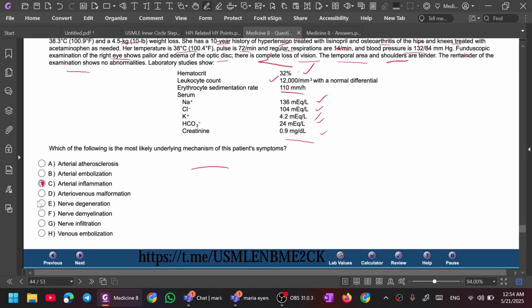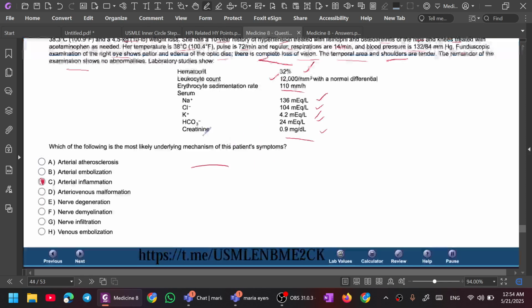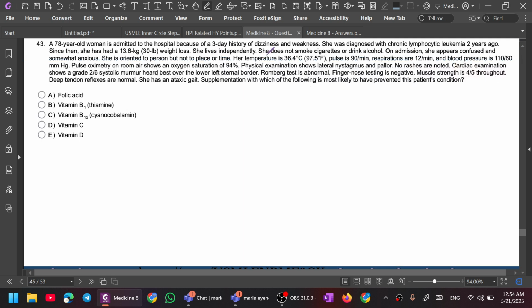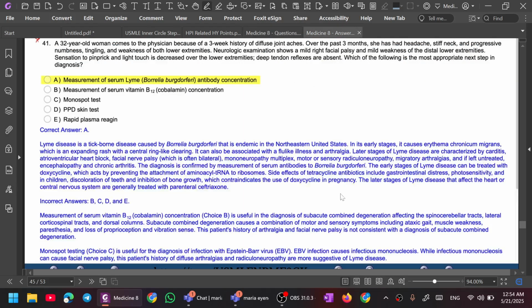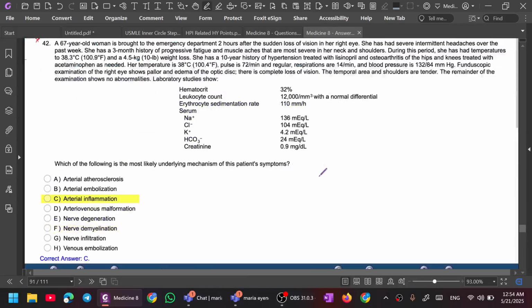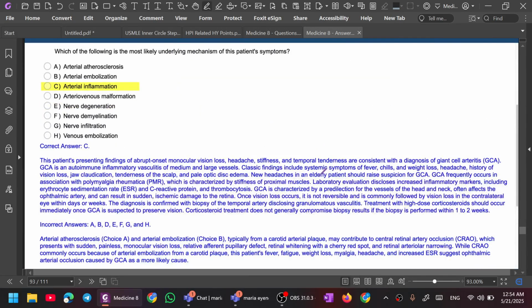New headaches in an elderly patient should raise suspicion of GCA. GCA frequently occurs in association with polymyalgia rheumatica, which is characterized by stiffness of proximal muscles. Lab evaluation discloses increased inflammatory markers, including ESR and CRP, and thrombocytosis. GCA has a predilection for the vessels of the head and neck, often affects the ophthalmic artery, and can result in sudden ischemic damage of the retina. Once vision loss occurs, it is not reversible.